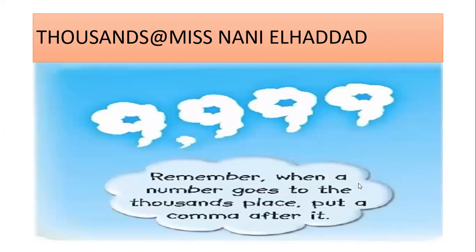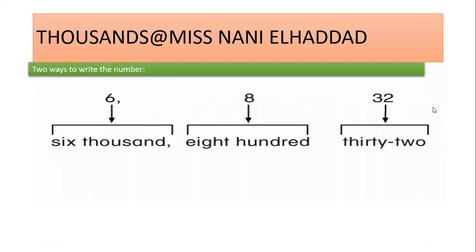Okay, remember, when a number goes to the thousands place, put a comma after it. So I have put 2 slides for you to remember to put the comma, because the comma is very important. After 1, 2, 3 digits, we have to put a comma. So there are 2 ways to write the number. This is the first way, 6,832. This is the way in words, 6,832.